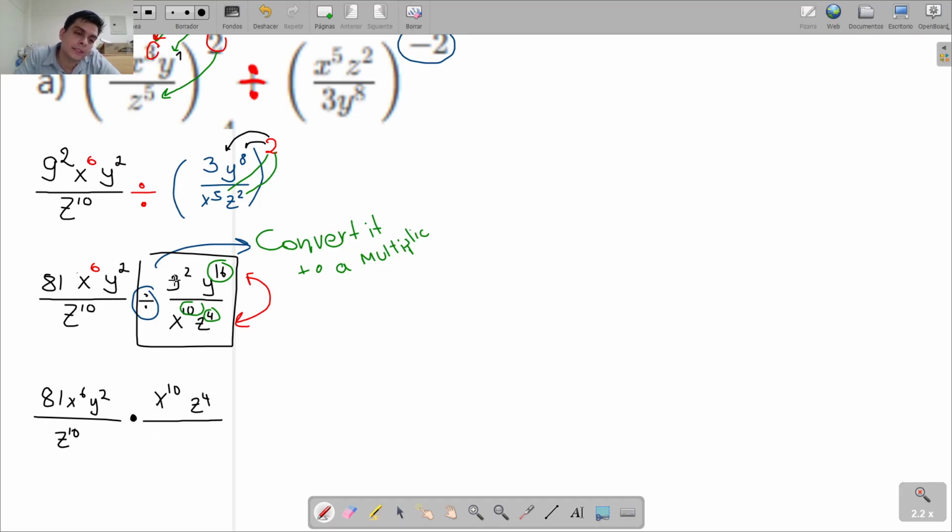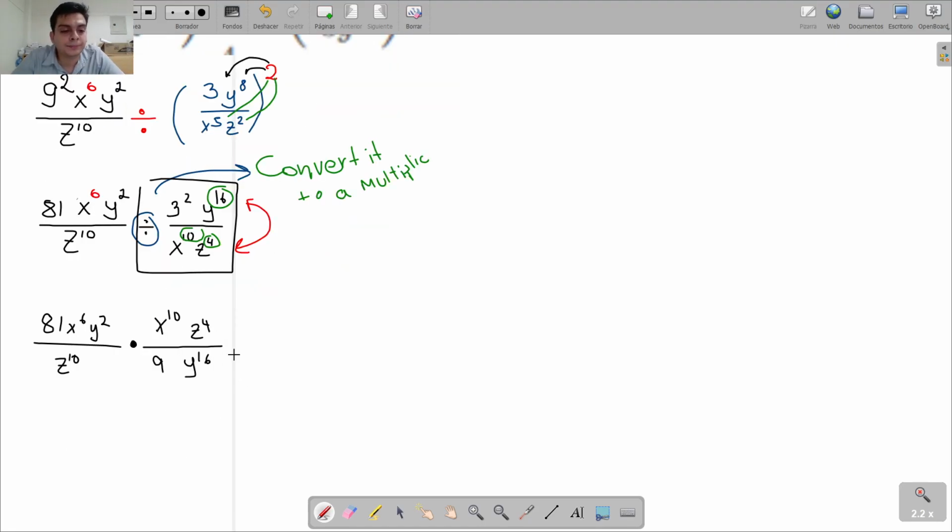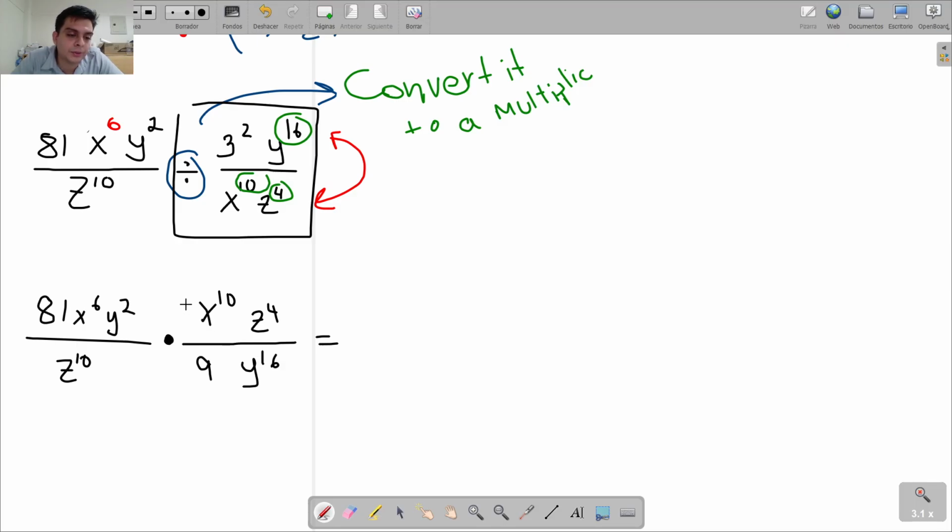And now, well, this 3 to the power of 2 is 9. It will look like this. Okay, we are almost done. Now, when you are at this point that you have the two fractions without parentheses and you have multiplication, we are going to multiply in a straight line. First, we have the number 81.